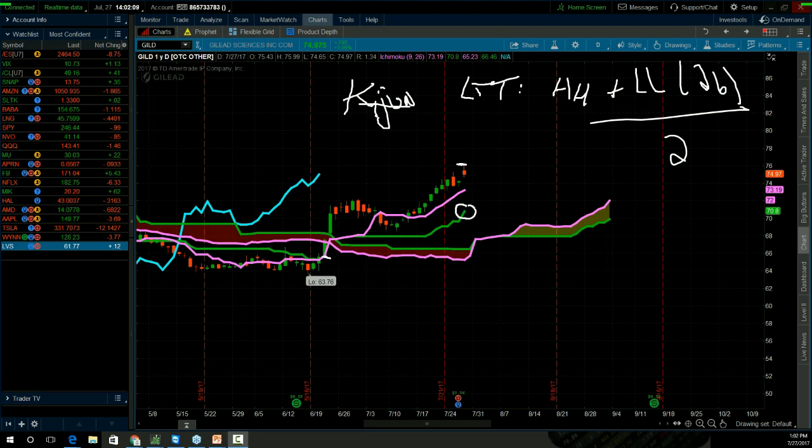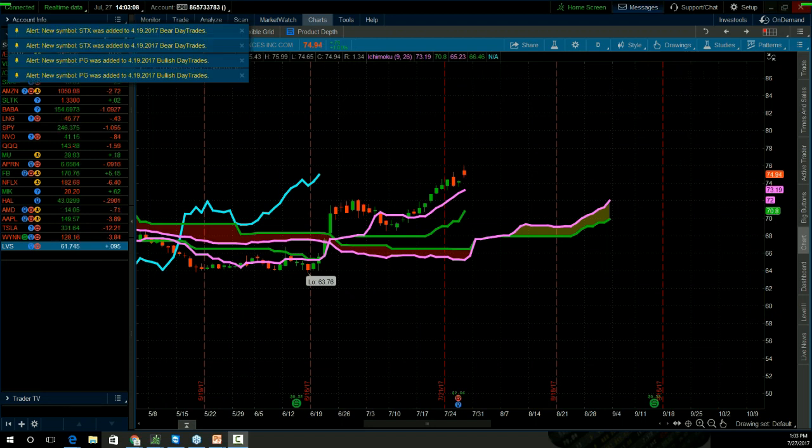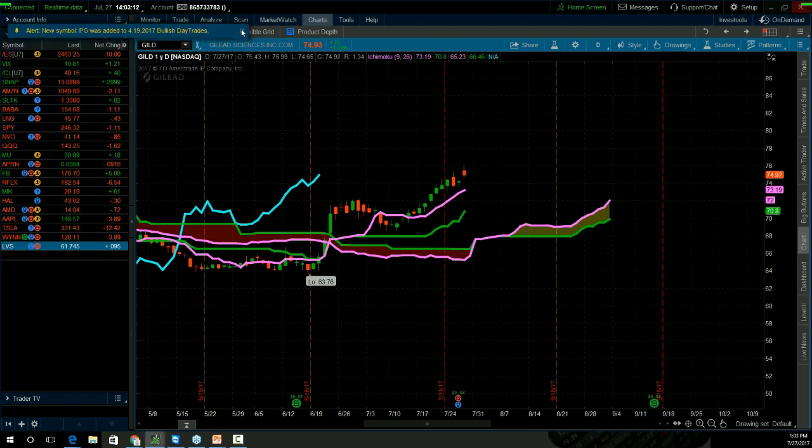Okay. Does that make sense to everybody? So that's your cage inside. So those are short-term and longer-term trends. We can see here Gilead, we're trading above the short-term trend and long-term trend. Then we have some other lines here. Talk about these here. Kumo in Japanese actually stands for the cloud.